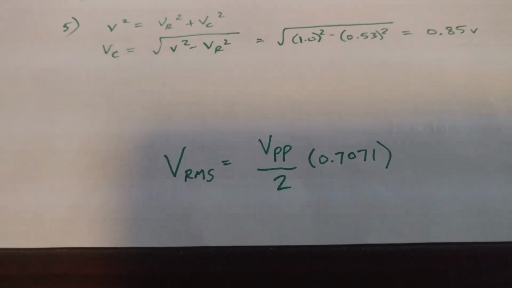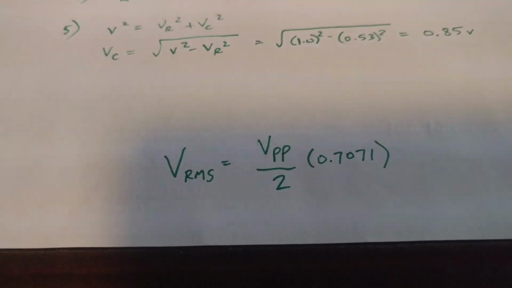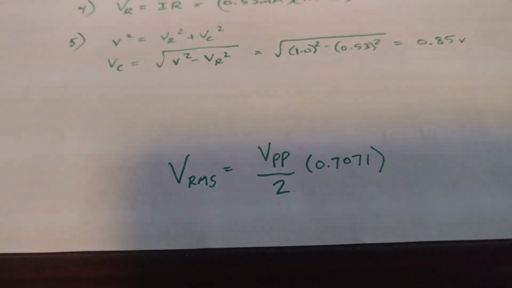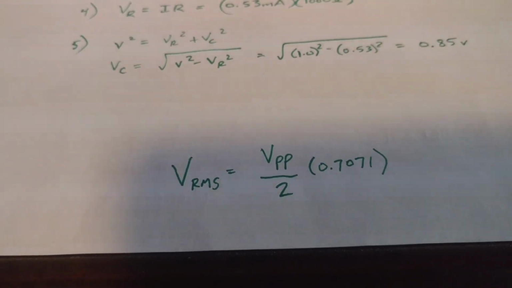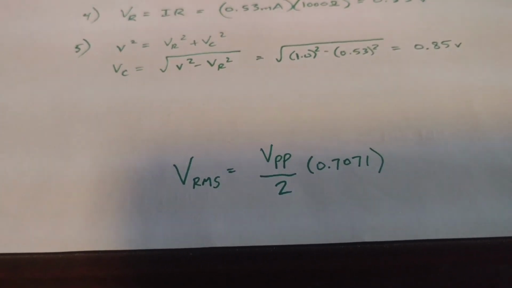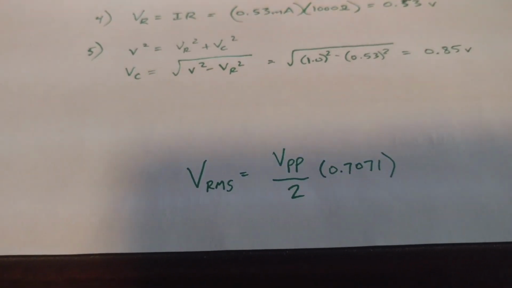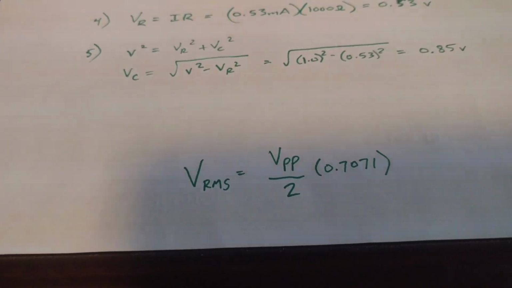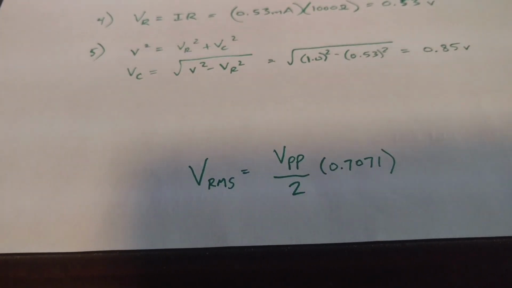You can use these formulas to find capacitance and reactance. Just bear in mind the relationship between RMS and peak to peak. RMS equals peak to peak divided by 2 times 0.7071. Very often on analog oscilloscopes you're measuring peak to peak values and from there deriving the RMS value.